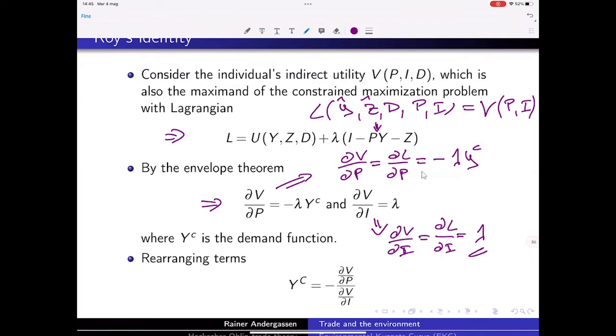Let me repeat this. If you follow through the mathematics, it should be quite clear, because increasing income leads to an increase in utility, and lambda is a measure of by how much your utility increases. So that's why lambda is the marginal utility of income, the shadow value of income.